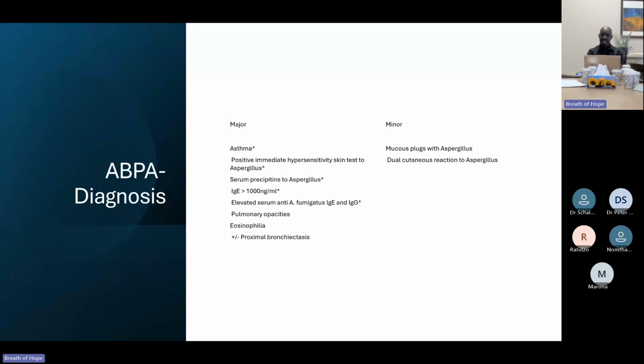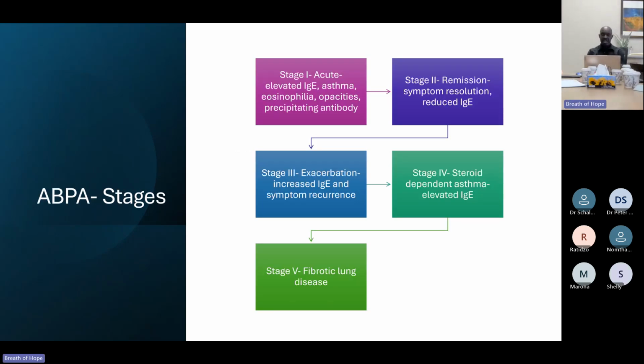anti-Aspergillus fumigatus IgE and IgG, pulmonary opacities, eosinophilia in your peripheral blood, and positive or negative proximal bronchiectasis. The minor criteria are mucus plugs with Aspergillus and dual cutaneous reaction to Aspergillus.